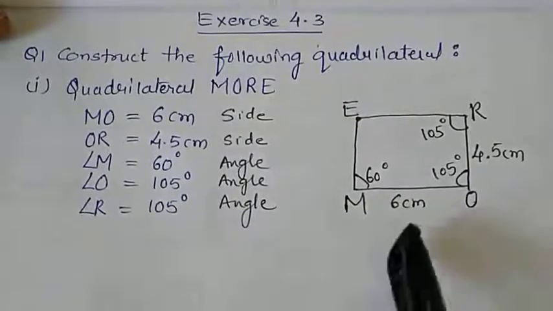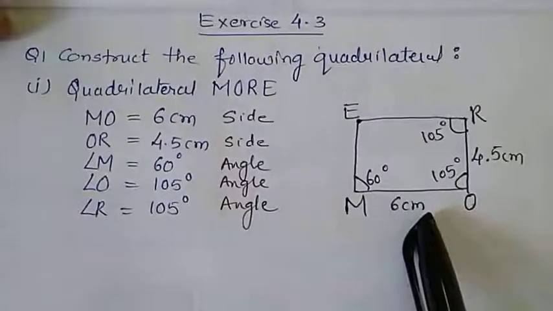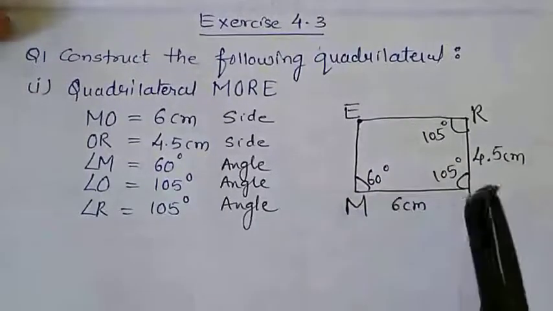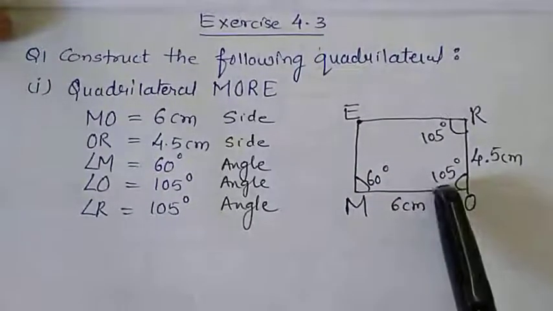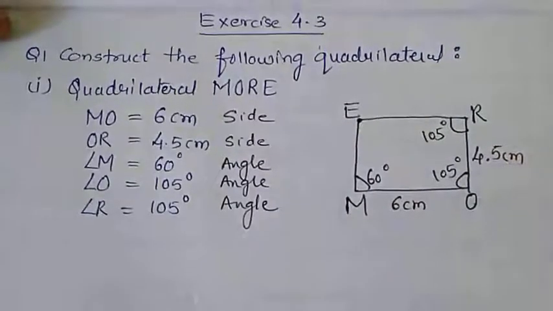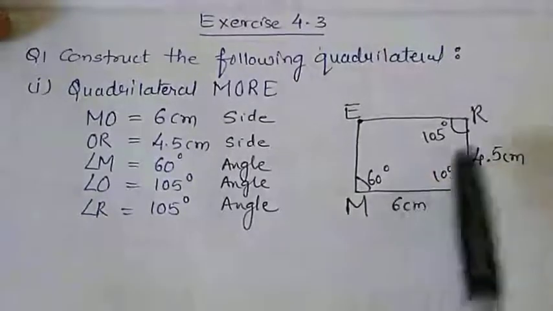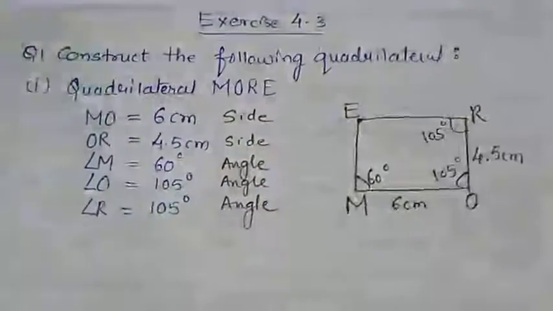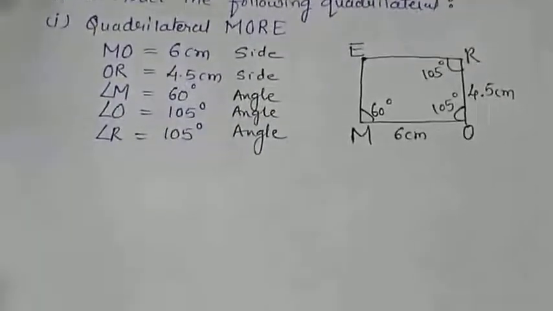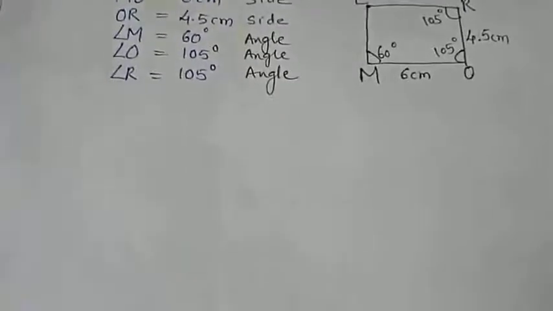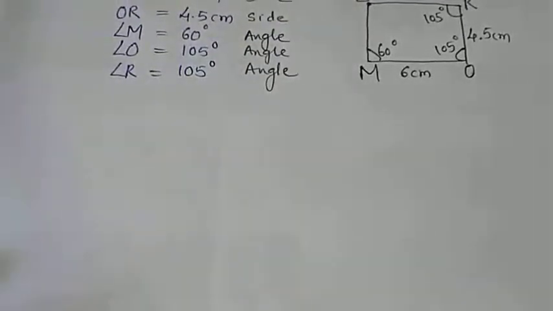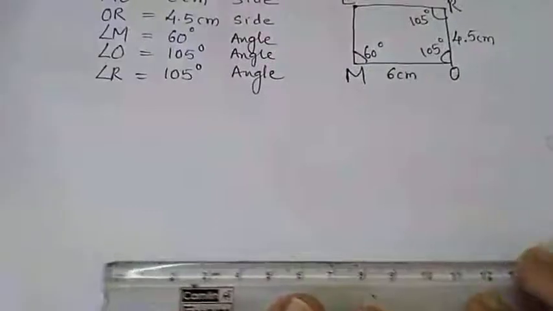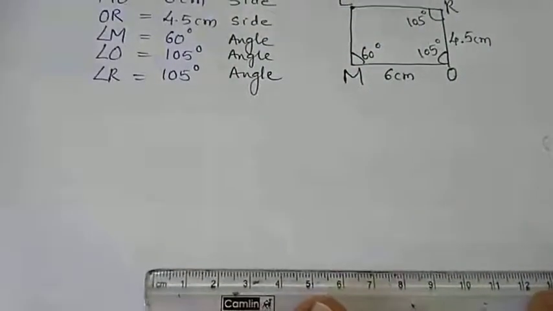First of all, we will start with the base MO, 6 centimeter. Then a 60 degree angle from M we can draw, and at O 105 degree, and the distance will be 4.5 centimeter. So this part we will first complete, then we will go for this angle R. Okay friends, now first of all you will see the base. So we need to construct a base of it. For this we require a scale. I will just make a base of it using this one.